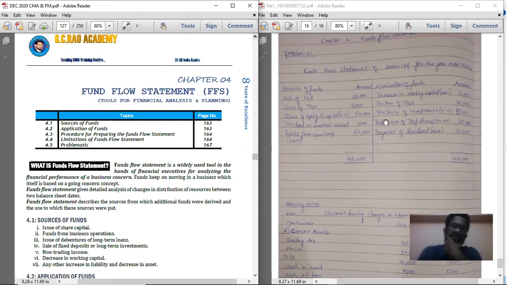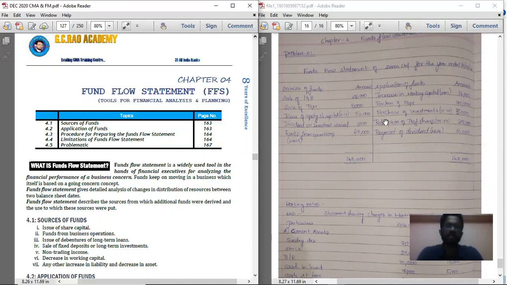Fund flow statement is also a very easy chapter, just like the cash flow statement. How funds have been rotated in the business is seen in this fund flow statement. So basically, what is this fund flow statement? It is a widely used tool in the hands of financial executives for analyzing financial performance. This fund flow statement, we call it FFS, analyzes the financial performance of the business concerned.